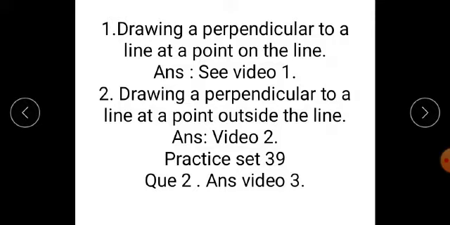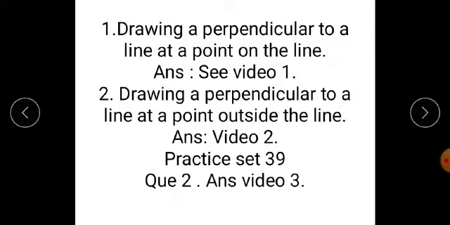First one, drawing a perpendicular to a line at a point on the line using a set square. Students, this construction is very simple. Steps are given in your book, and this construction is kept for your self study. Therefore, you have to follow all the instructions given on page number 87, and you have to do this construction on your own.